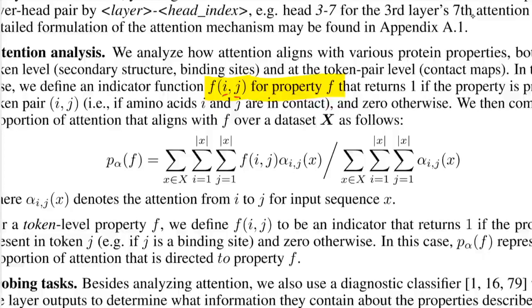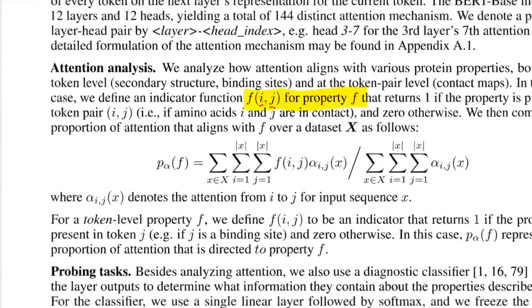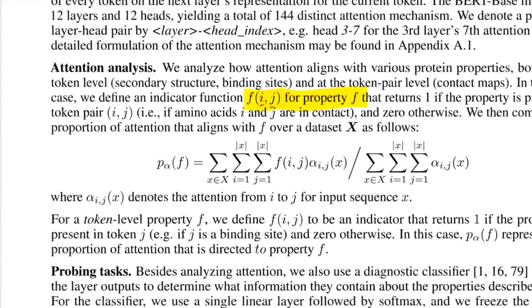And if it is just a binding site, then I think we are looking at J. At the token level, the property is defined as an indicator that returns 1 if the property is present in token J. Okay, so whenever J is a binding site, then that holds.